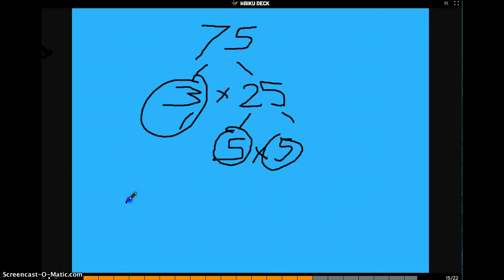And then we're going to write 3 times 5, you guessed it, to the second power. And to check it, we know that 5 squared is 25. 25 times 3 is 75.